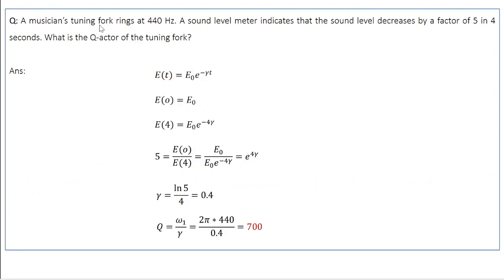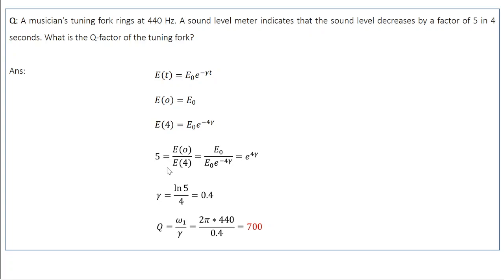A musician's tuning fork rings at 440 Hz. The sound level meter indicates that the sound level decreases by a factor of 5 in 4 seconds. What is the quality factor of the tuning fork? Now the sound level of the tuning fork is related to the energy stored in the tuning fork, and we know that the energy stored E of t equals E naught e to the power minus gamma t. So at time t equal to 0, the energy is E naught, and at time t equal to 4 seconds, the energy is going to be E naught into e to the power minus 4 gamma. And the ratio of these two energy levels is 5.